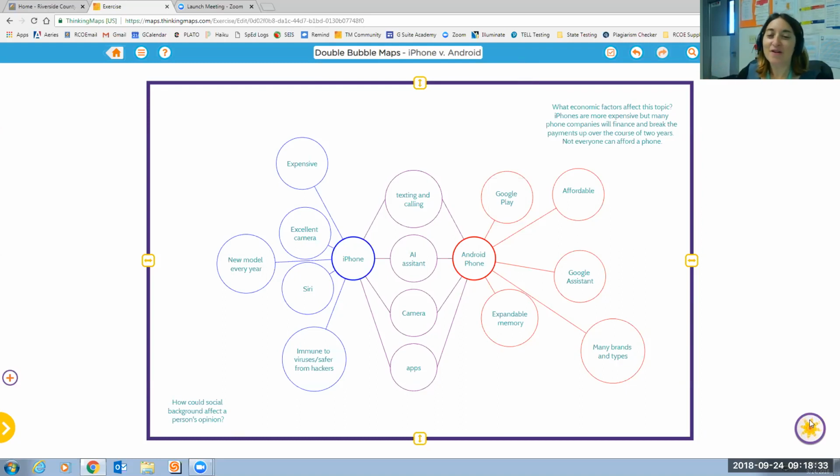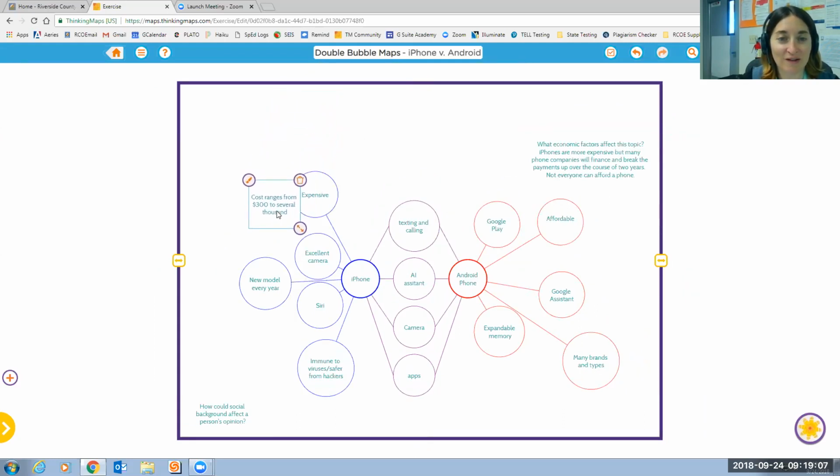Okay. Another thing I might add to this is if I wanted to give some evidence to support my statements, then maybe where I said expensive, I could put cost ranges from $300 to, I know you can spend thousands on an iPhone, several thousand. There we go. So we could put that over here around the fact that it's expensive.